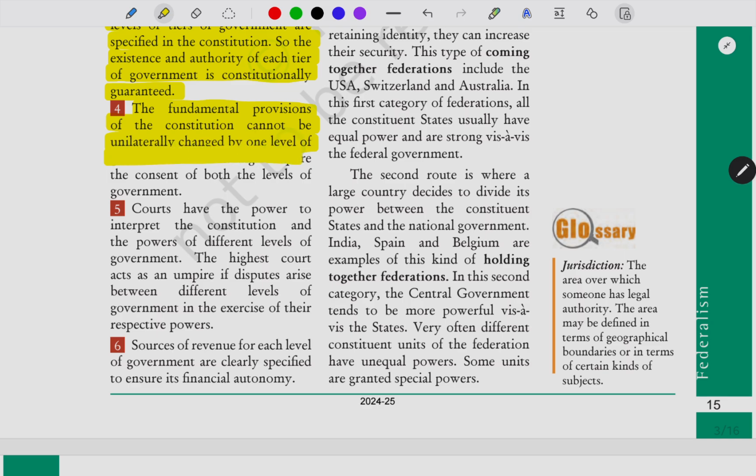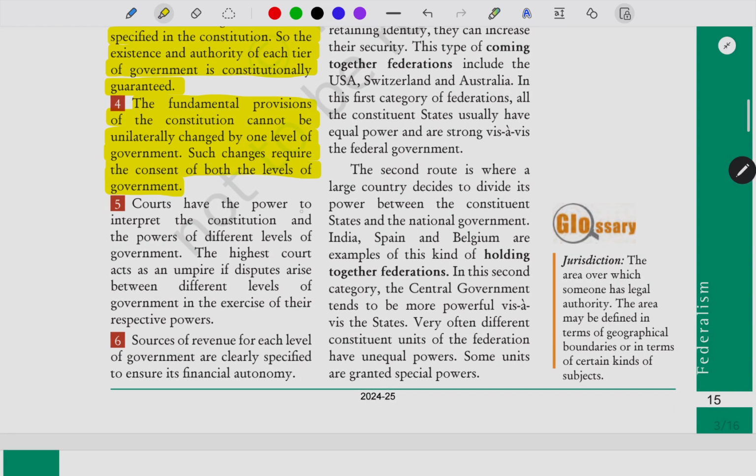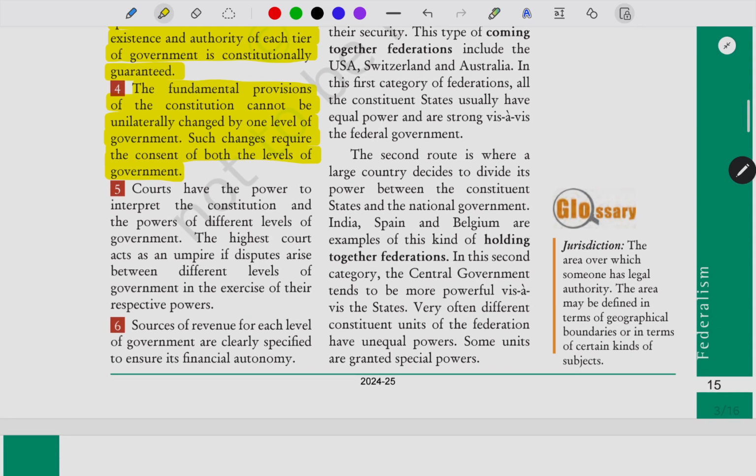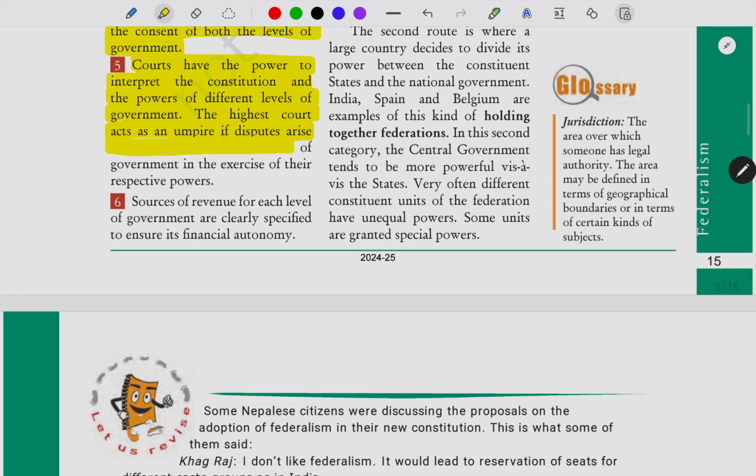Since there are 7 large points, at the end I shall be summarizing all this so that it can be easily understood. Courts have the power to interpret the Constitution and the powers of different levels of government. The highest court acts as an umpire if disputes arise between the different levels of government in the exercise of their respective powers. The highest court acts upon it.